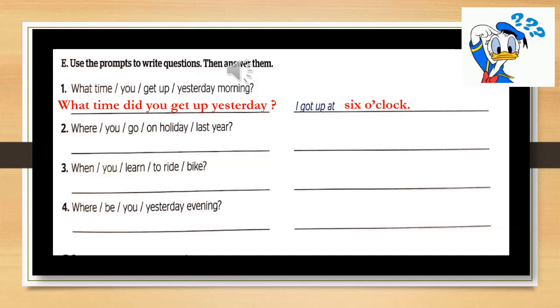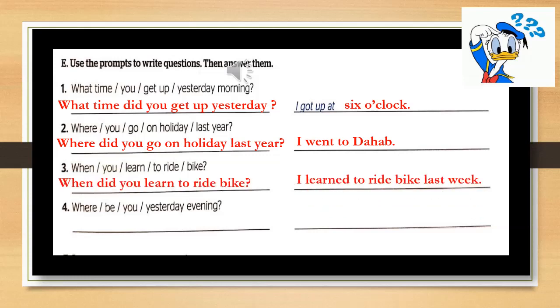Number 2. Where did you go on holiday last year? Last, I have last. So I will use also the past simple. So, where did you go on holiday last year? The answer is, I went to Dahab, for example. Number 3. When did you learn to ride a bike? When did you learn to ride a bike? The answer, I learned to ride a bike last week.